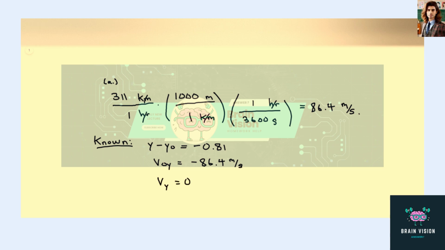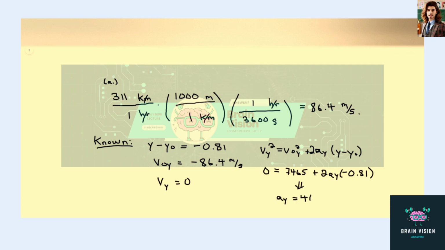And in order to find the acceleration, we're going to use Vy squared is equal to V naught y squared plus 2 times the acceleration in the y direction times the distance traveled, y minus y naught. This yields 0 is equal to 7,465 plus 2 times the acceleration with respect to y times negative 0.81. Solving this for the acceleration with respect to y, we get 4,608 meters per second squared.